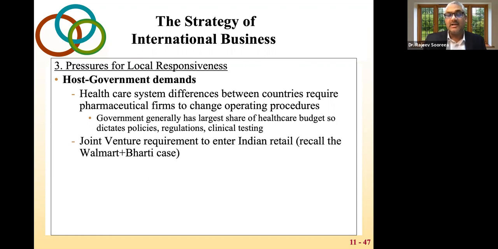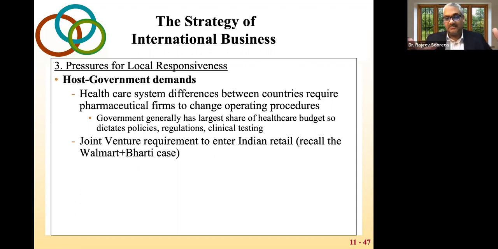The government requires a joint venture, right? So Walmart, when they entered India, had to form a joint venture with an Indian company called Bharti, listed here. The mode of entry had to be a joint venture. It couldn't be FDI. It couldn't be licensing. It had to be a joint venture because the government required it. So in some countries, the government may require you to partner with locals in certain sectors, right?